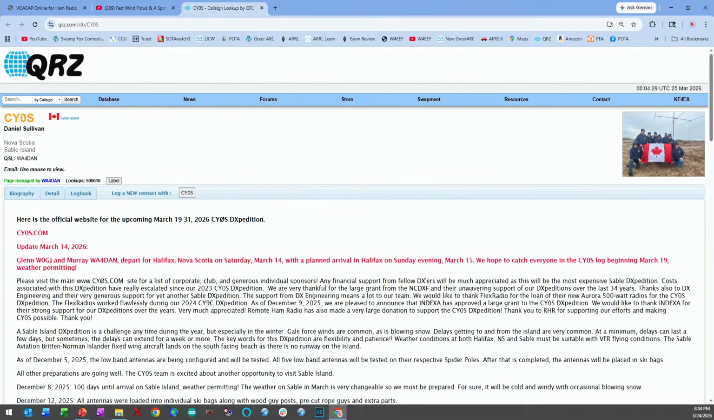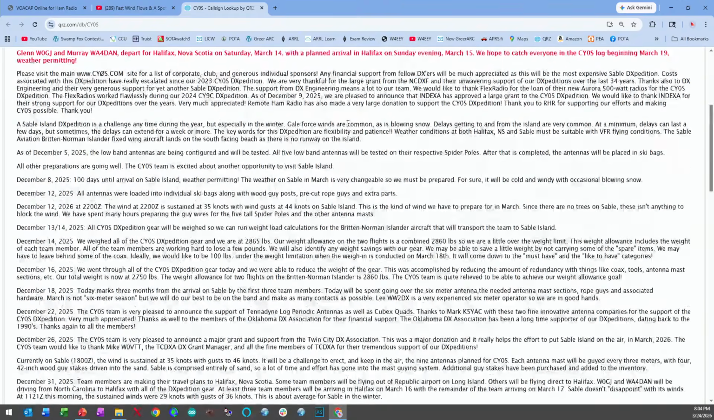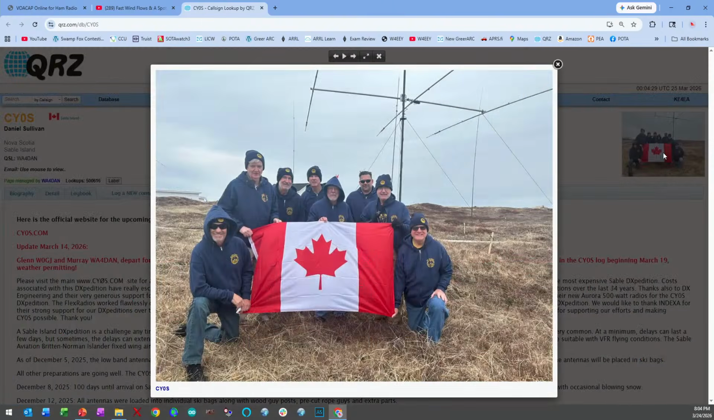There we go. So here's qrz.com. And I already had preloaded the call sign, CY0S. qrz.com is a wonderful resource in that you can get all kinds of information. This is called the bio. And each of you will want to populate a bio. It's free. Here's a picture of the group.